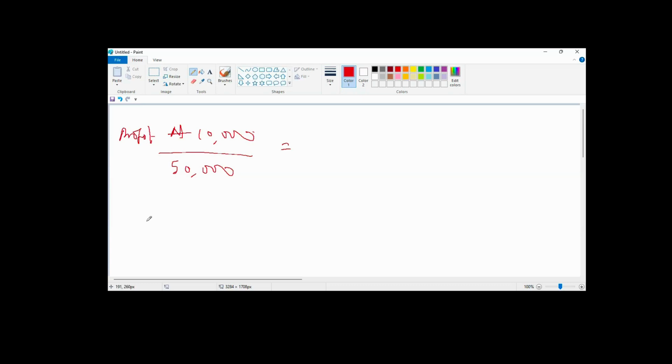Maybe the profit they make is 10,000. They say, let us not eat everything, let us distribute only 8,000 out of the 10,000 and retain 2,000, divided by the 50,000 shares. This is dividend per share. This is earnings per share. Get the two logic.